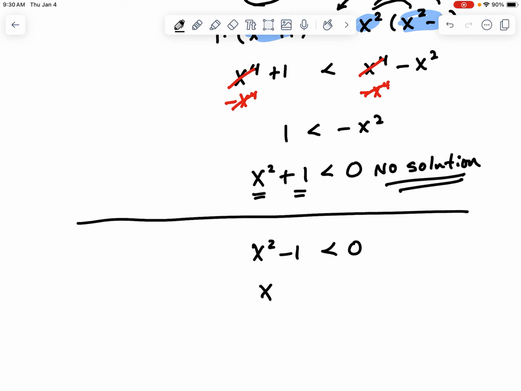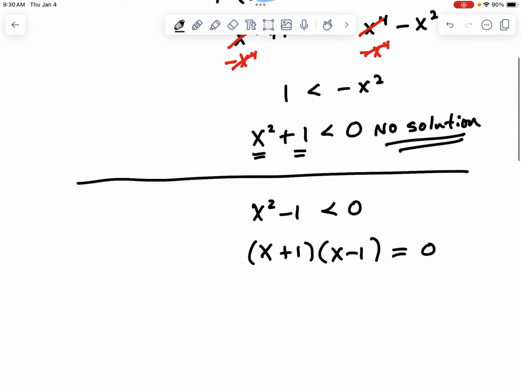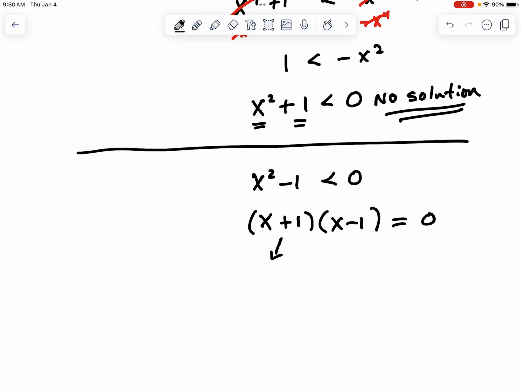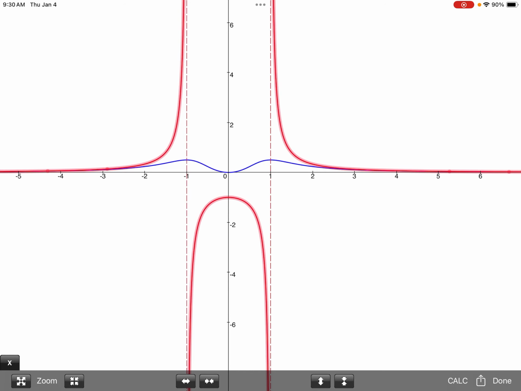And then you could even factor the left side. That would be factored as x plus 1 times x minus 1. And for the moment, I'm just going to say, what if it equals 0? So I could solve for x. And then this factor, when you set it equal to 0, will give us the answer negative 1. And this one will give us the answer positive 1. And as I saw in the graph, it's when the x values are between negative 1 and positive 1 that the red one is below the blue one.